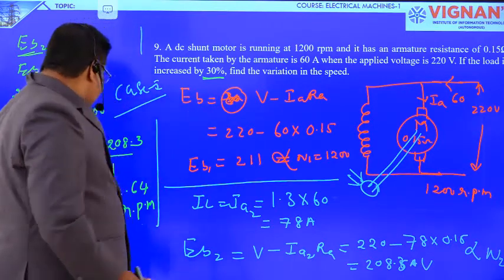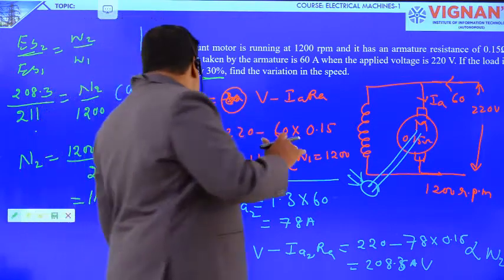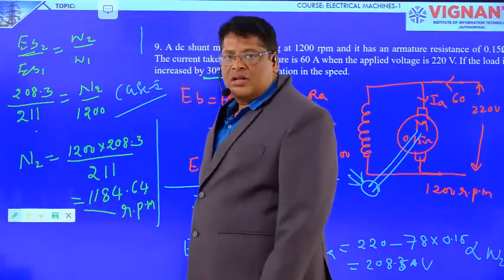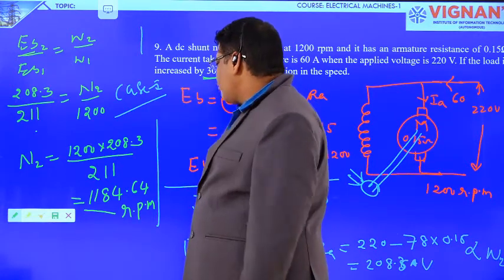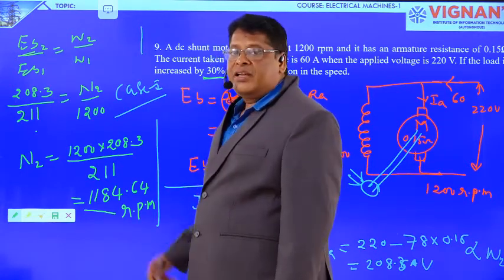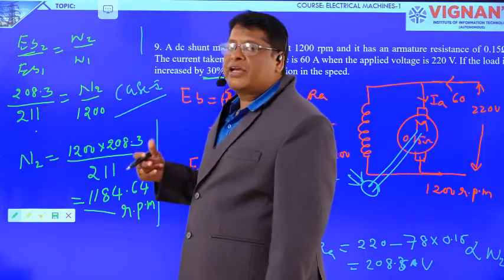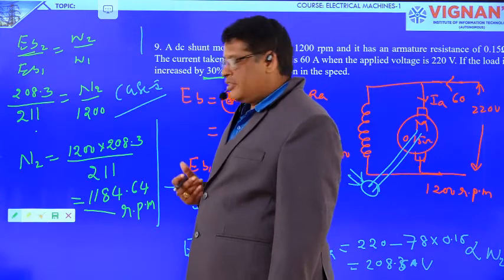Now if you calculate the speed of the motor, you are getting the value as 1184.64 RPM. Nothing but the speed of the motor will decrease as the mechanical load on the motor is increased.